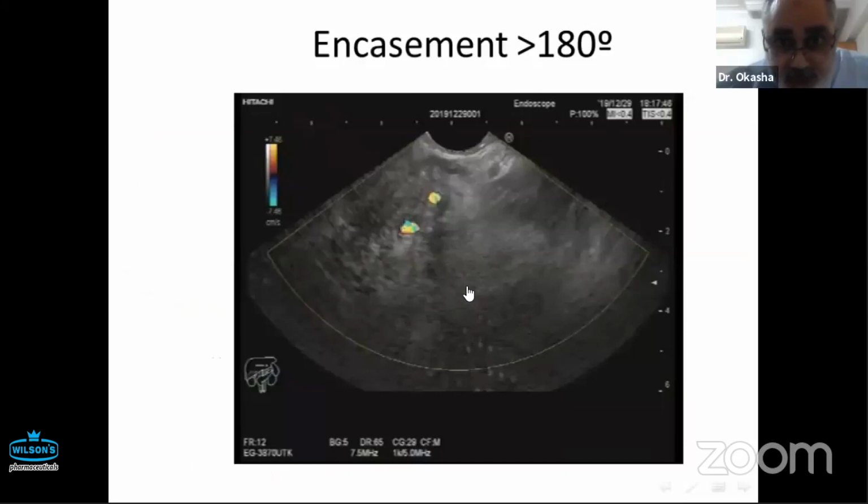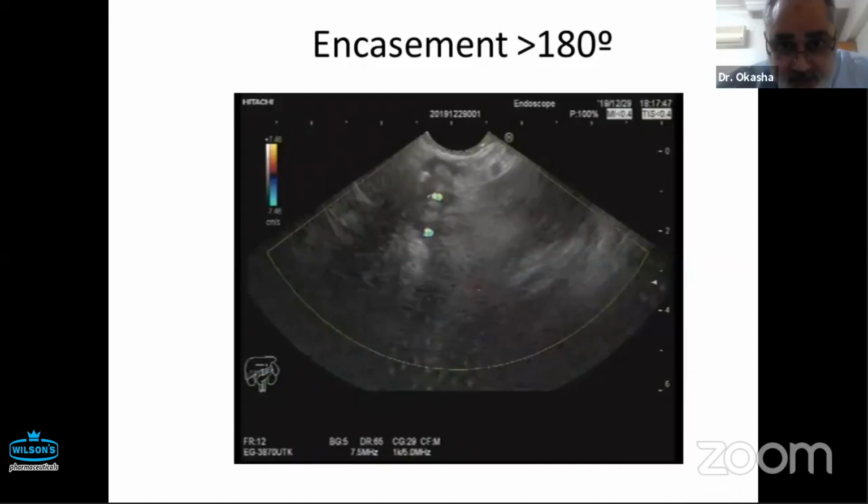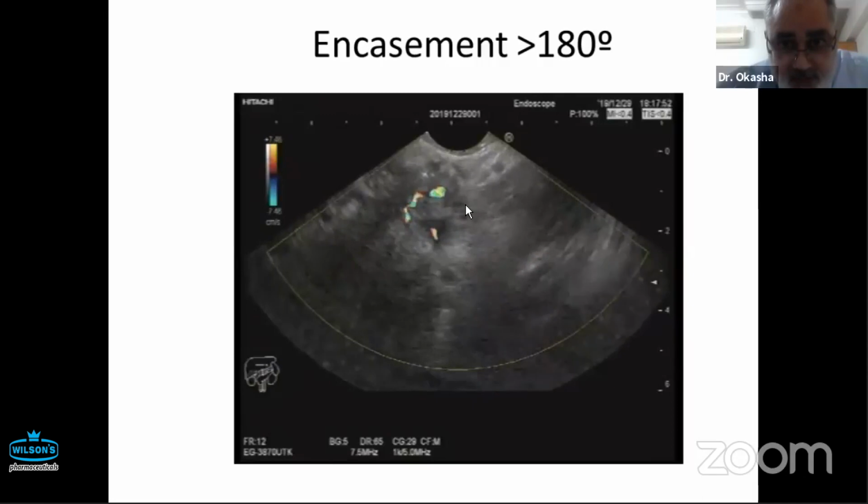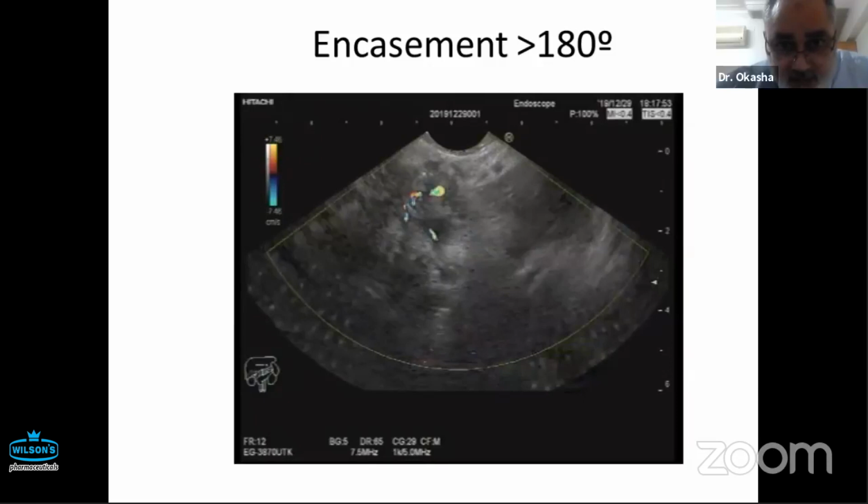But here we notice that there is total encasement, involvement of more than half and even the whole circumference of the vessel. This is a large pancreatic body mass, and this is the celiac trunk, totally encased by the mass. Very nicely seen. This is the large mass, and this is the celiac trunk inside this very large pancreatic body mass. So it is a very serious situation. It is encasement and not abutment.